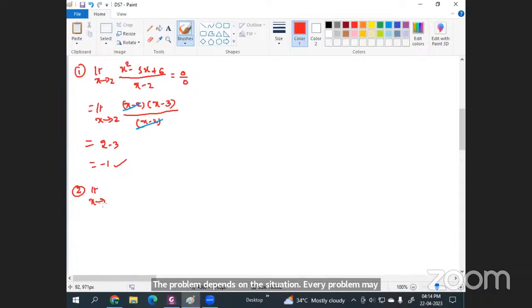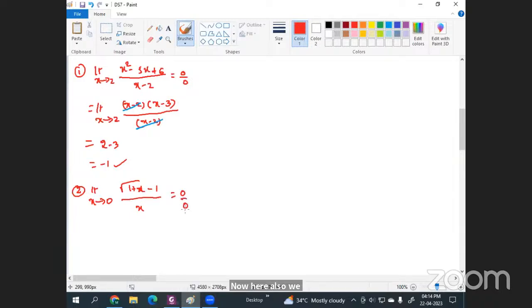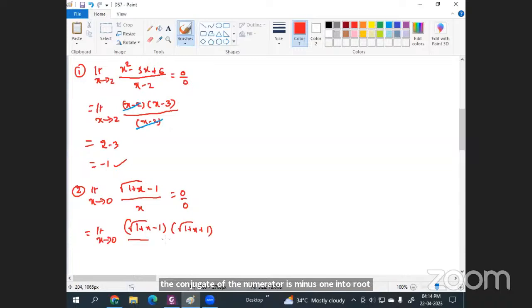Limit x tends to 0, root of 1 plus x minus 1 by x. Now here also we got the 0 by 0 form. Check it, 0 by 0 form we got. So when we get the 0 by 0 form, I cannot do factors here, so I have the option to rationalize. Then to rationalize, multiply and divide with the conjugate of the numerator. The conjugate of the numerator is root of 1 plus x plus 1, so root of 1 plus x minus 1 into root of 1 plus x plus 1 by x into root of 1 plus x plus 1.